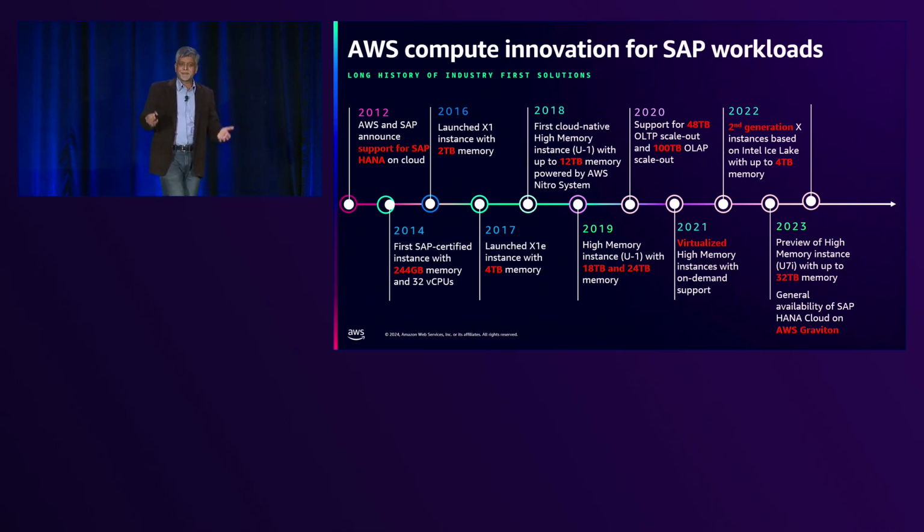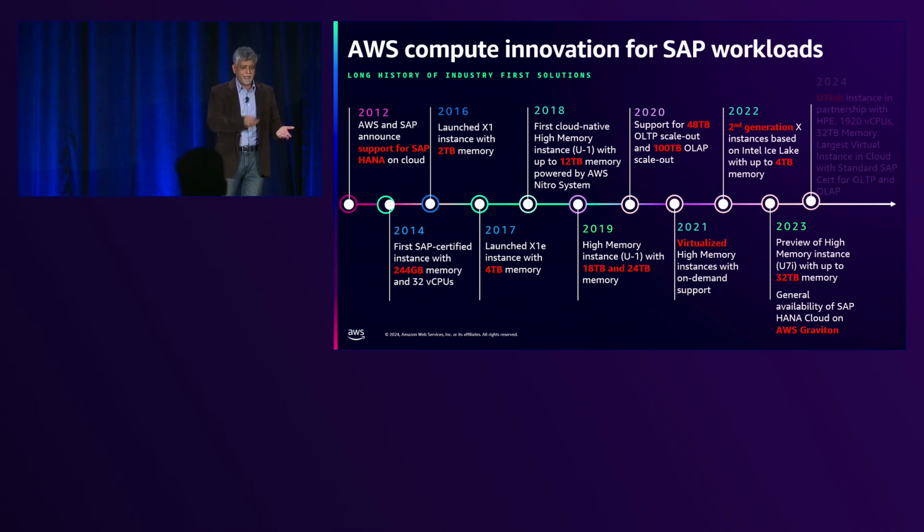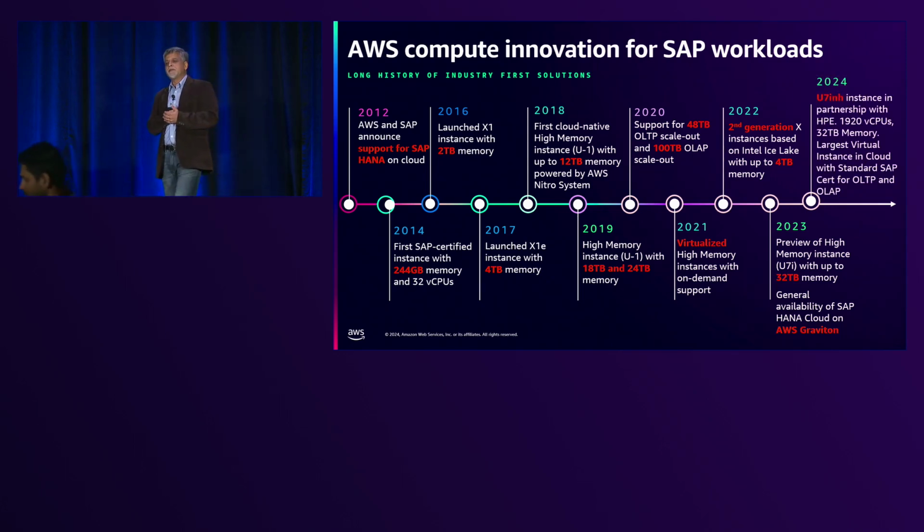But apparently, that wasn't good enough for some of our customers. They wanted more compute. And this is where, in this re:Invent, we have announced a net new addition to our high memory portfolio, the U7inh instance. This we have built in collaboration with HPE, running on a 16-socket platform that delivers 1,920 vCPUs with 32 terabytes of memory. We are going to take a very close look at this instance just in a bit.